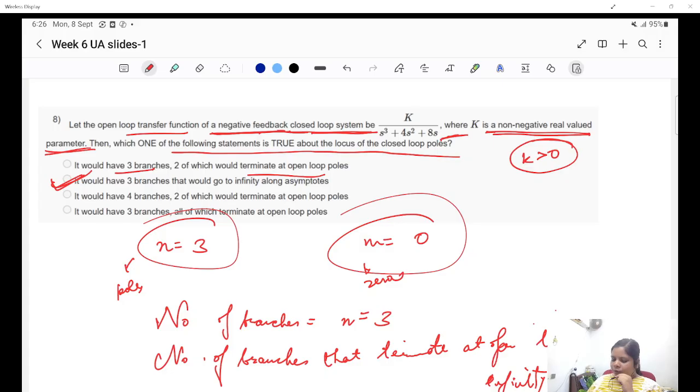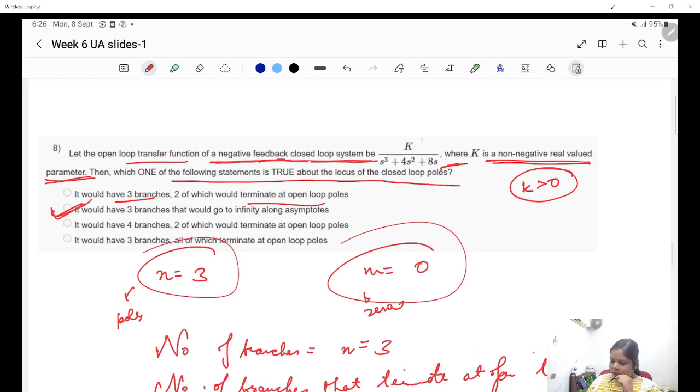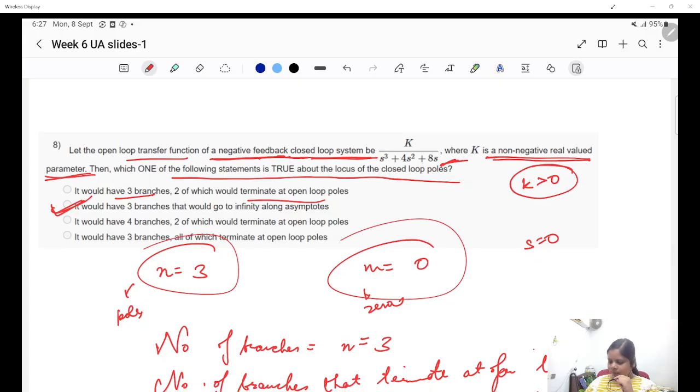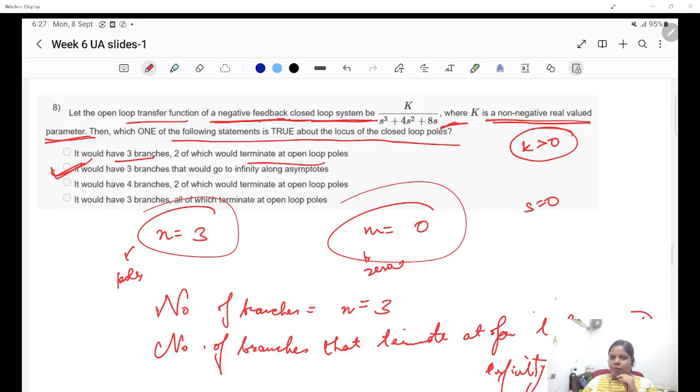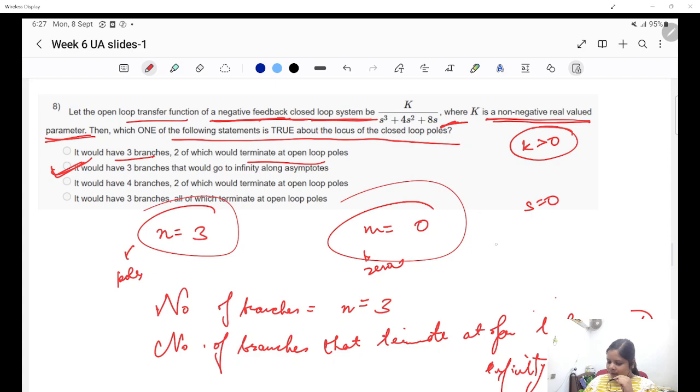Now, this is a third order system, right? K upon S cube plus 4S square plus 8S. From here, if you take out S to be common, then you'll get 3 poles. S is equal to 0 and the two roots from the quadratic equation. So from here, we have to define the number of branches. Now, the number of branches is defined by how many poles we have. We have 3 poles and we have 0 zeros. That means three branches would emerge from the poles, right?